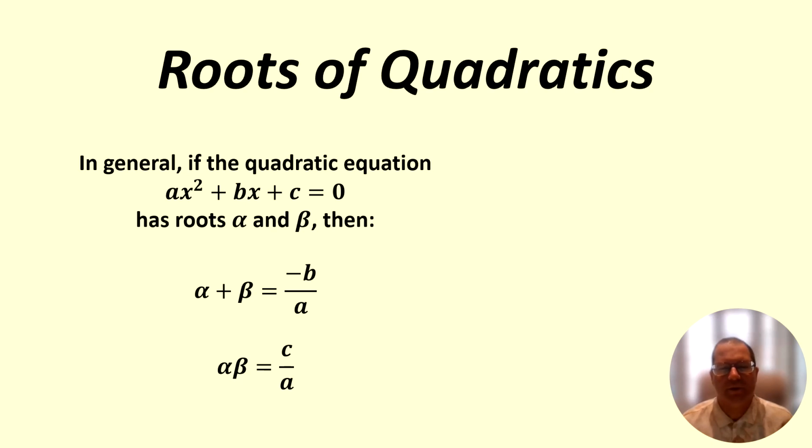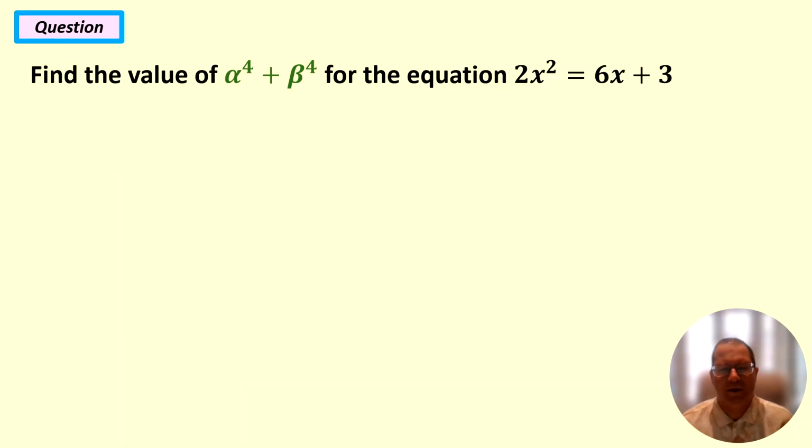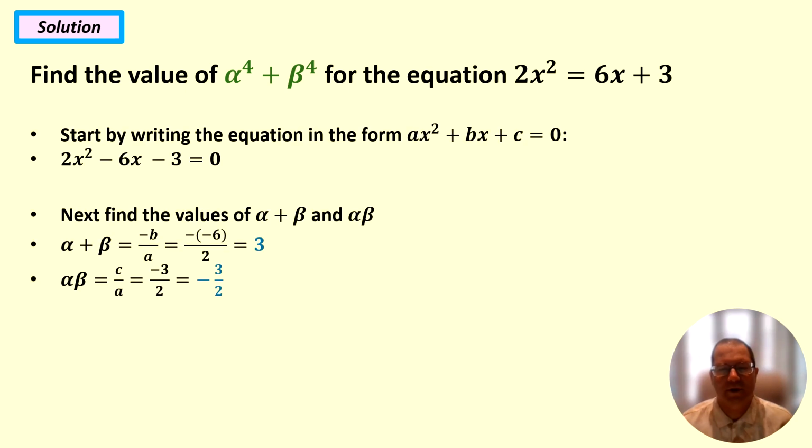So in general, if ax squared plus bx plus c equals 0 has roots alpha and beta, then alpha plus beta is given by negative b over a, and alpha beta is given by c over a. And the question we are being asked is to find the value of alpha to the power 4 plus beta to the power 4 for the equation 2x squared equals 6x plus 3. So we need to find the values of alpha plus beta and alpha beta.